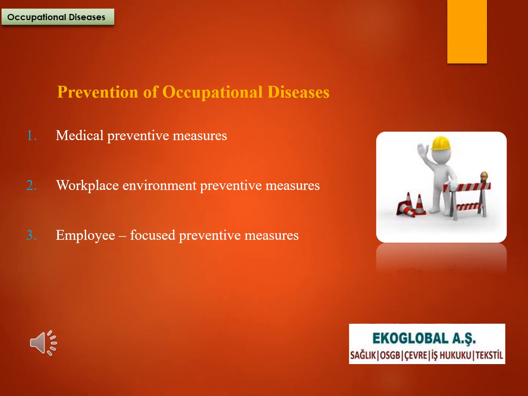The prevention of occupational diseases involves three main strategies. Medical measures: regular health checkups, early diagnosis, and vaccination programs where applicable. Workplace environment measures: improving ventilation, reducing noise and dust, using protective barriers, and ensuring safe machinery and equipment. Employee-focused measures: proper training, correct use of personal protective equipment (PPE), and adopting safe working practices. Together, these measures minimize risk, protect worker health, and improve workplace safety.